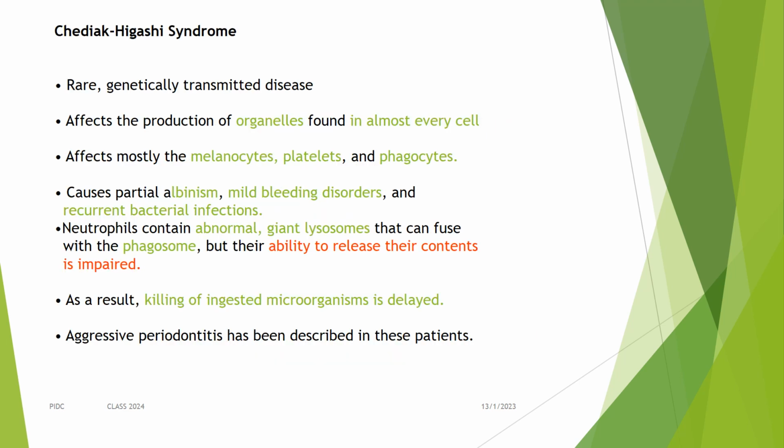Next, coming on to Chediak-Higashi syndrome. This affects the production of the organelles found in every cell. It affects mostly the melanocytes, platelets, and the phagocytes. It causes partial albinism, mild bleeding, and recurrent bacterial infections. Neutrophils contain abnormal giant lysosomes that can fuse with the phagosome, but their ability to release their contents is impaired. As a result, the killing of the ingested microorganism is delayed. So, this has been found to occur in aggressive periodontitis patients.